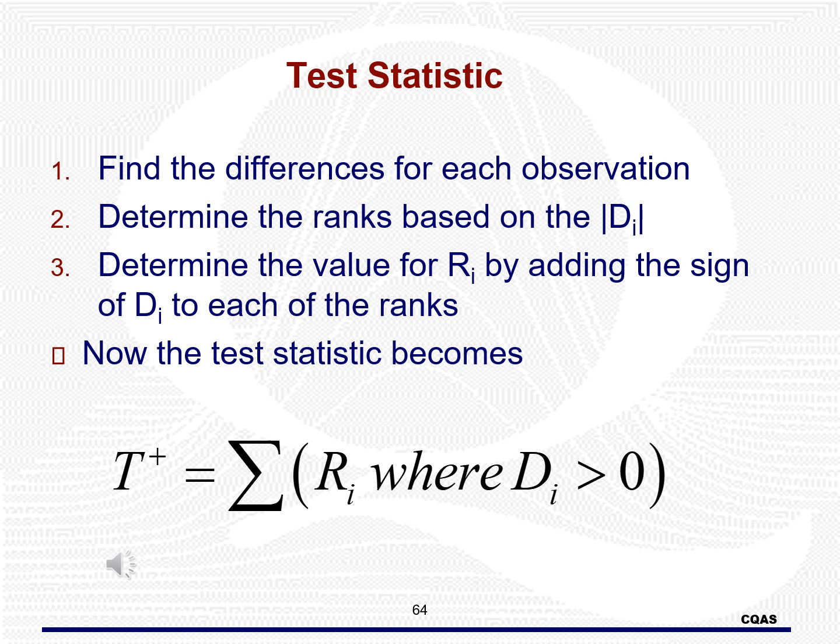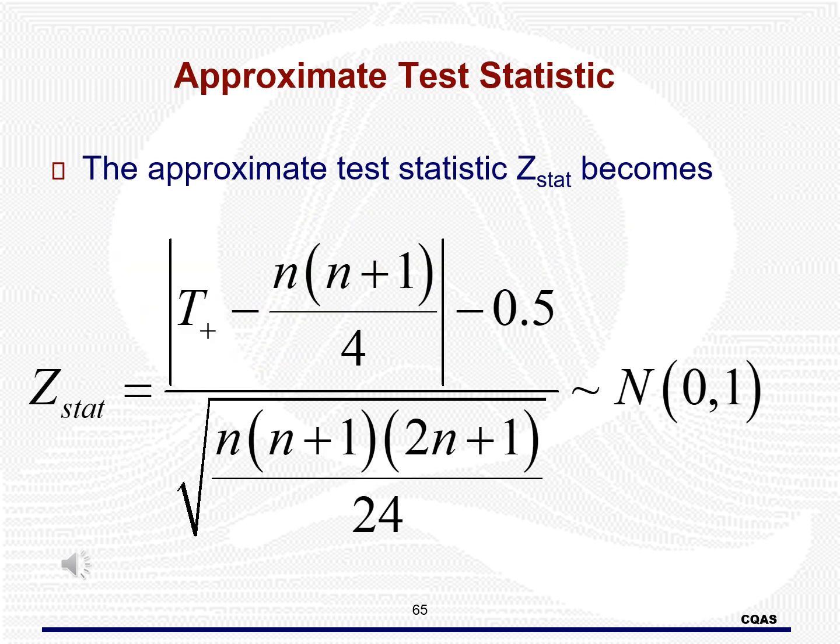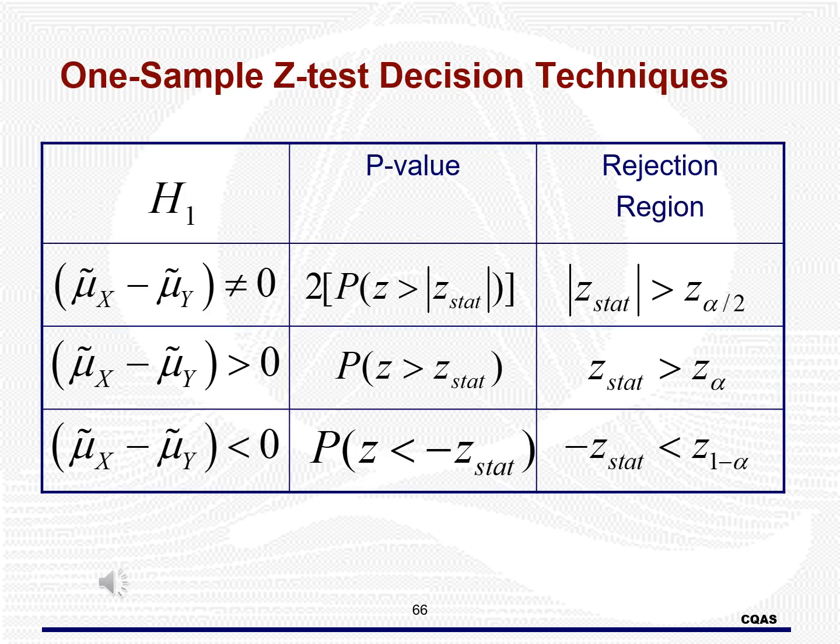At this point, we will use the normal approximation to find the p-value. Here is the approximate test. Notice that this is a form of the z statistic. We will assume that the test statistic follows a standard normal distribution. Here are the alternatives and how to calculate the p-value and build the rejection region. Notice that for the less than alternative, we need to take the negative of the test statistic.